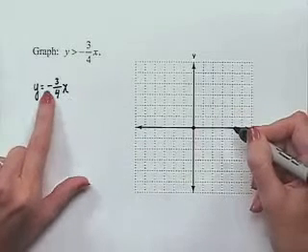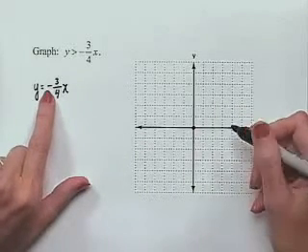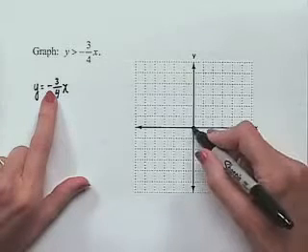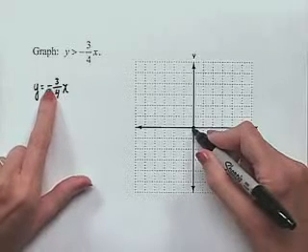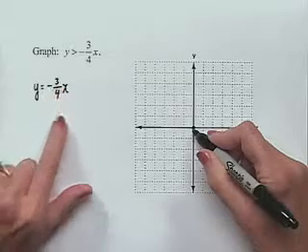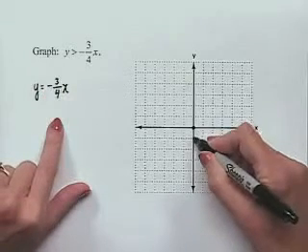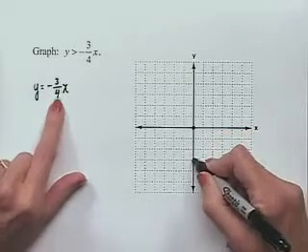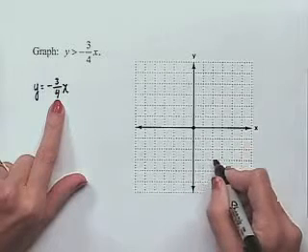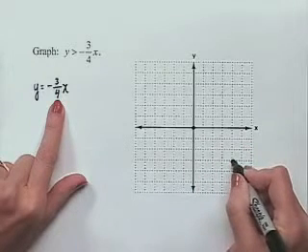We then use the fact that our slope is equal to rise over run. We'll move from that point 3 down, pulling that negative sign into the numerator, and our rise would be negative 3. 1, 2, 3. And then we'll run a 4. 1, 2, 3, 4, and we'll plot that second point.